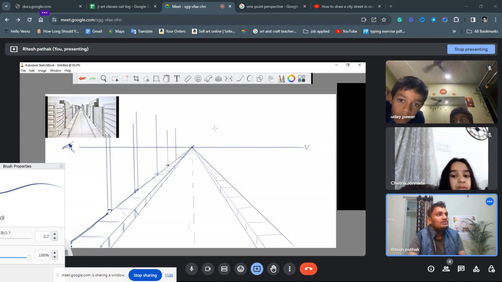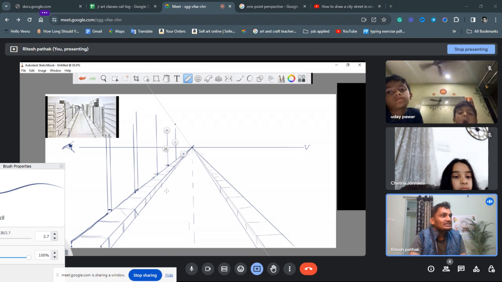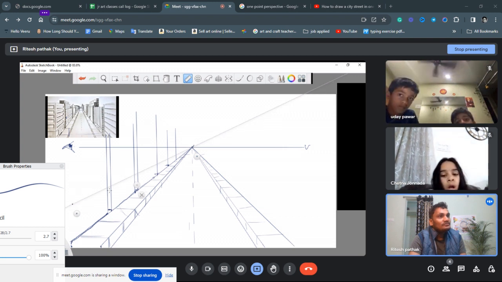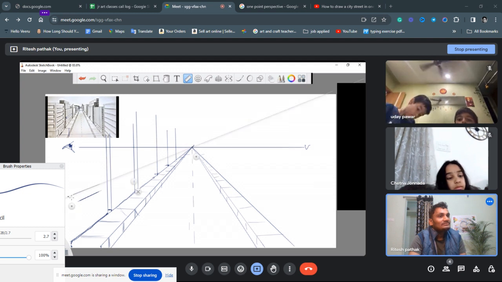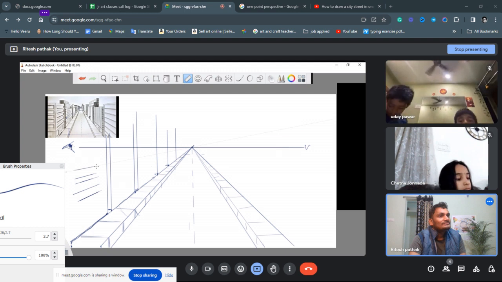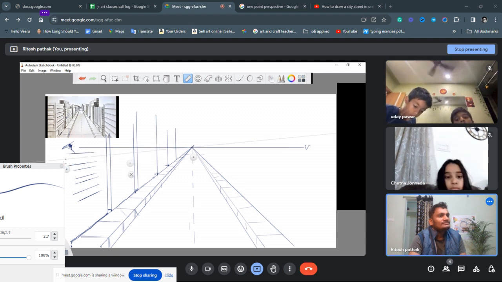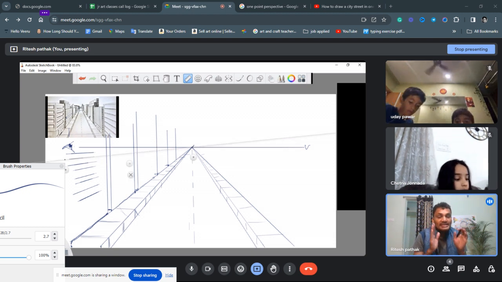Okay, now we need to make the windows, right? We are making windows now. So again we will connect. To make the windows, we are connecting to that point where I kept my ruler's point, the main point on the center line, right? See how I'm making the window. This is my window. Okay, one window, now two window, three window, four window, right? This is how the building is. Five window, six window. See, I am not doing anything with my observation, okay? I am just following that last point, right?